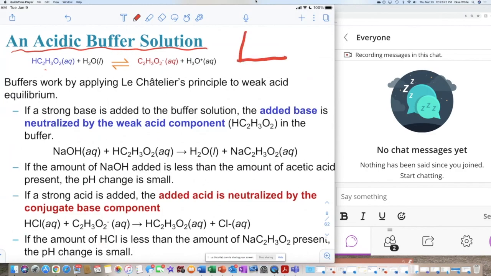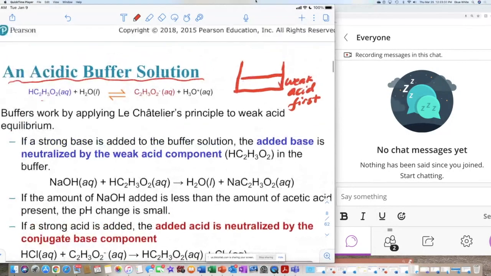Imagine the container has the weak acid first. And to this, you are about to add the conjugate base. Okay, so first you have the weak acid in the container. You are about to add the conjugate base because your goal is to make a buffer. This is your goal, make a buffer.